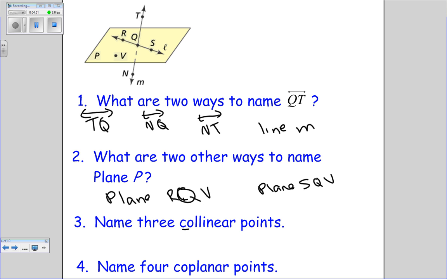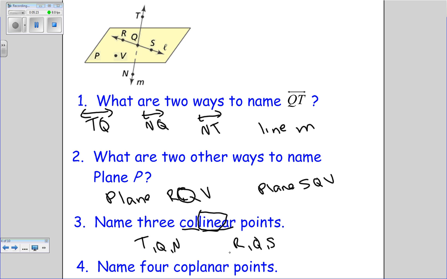Let's break it down. What's the prefix co mean? Together. Good job. And linear? Any ideas? Maybe right there in the word? Line. All right, we need 3 points that are together on a line. So I have a line right here with 3 points. So T, Q, and N, those are 3 collinear points. Or I've got a line right here. How about R, Q, and S? Those are 3 collinear points.